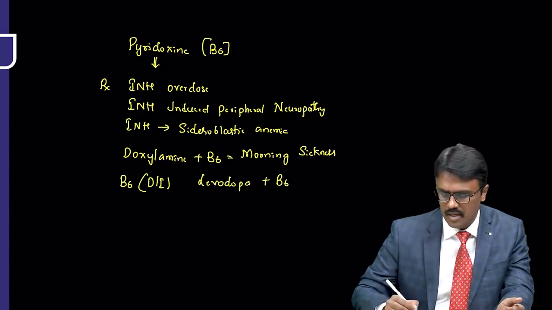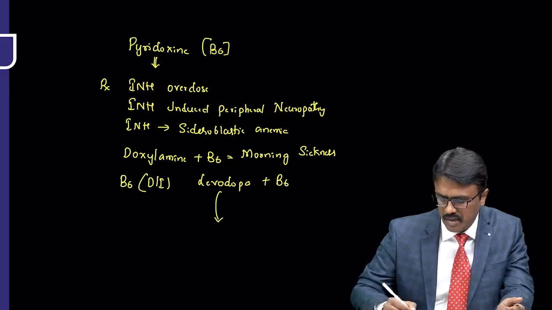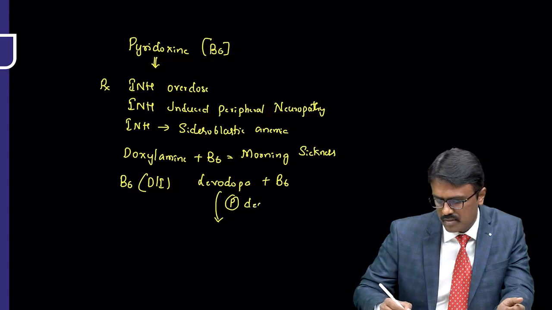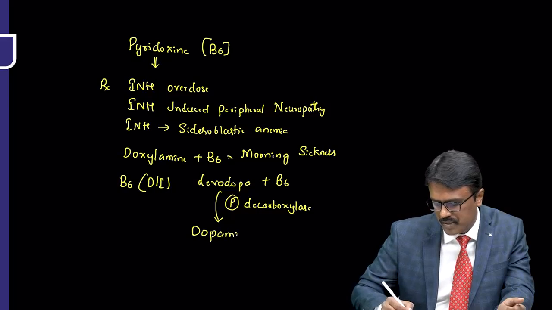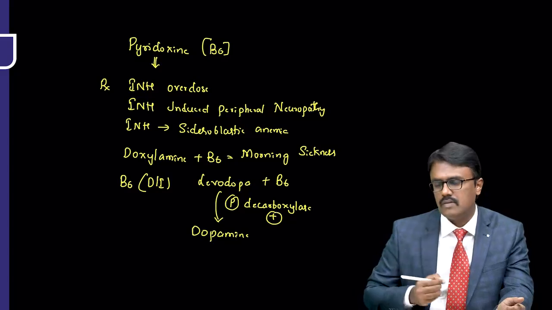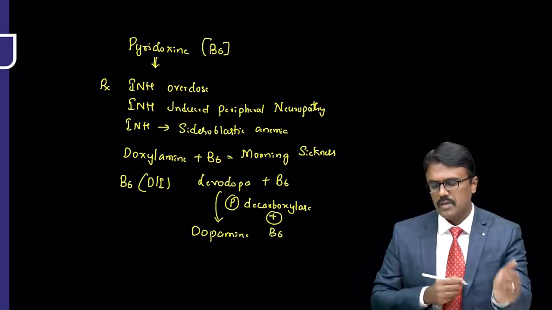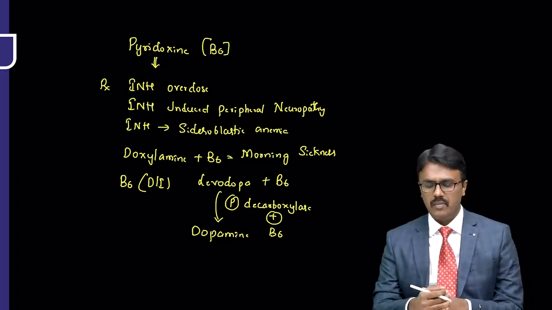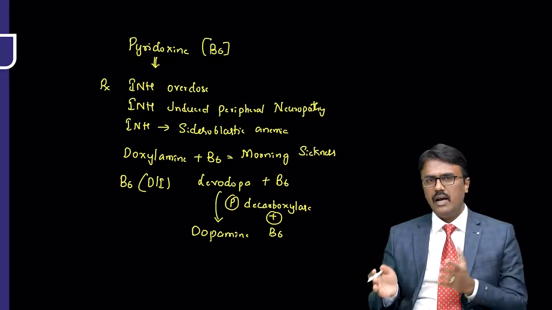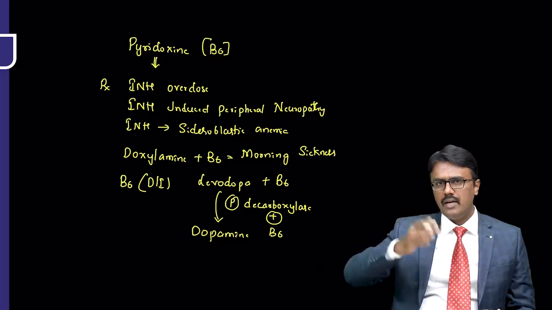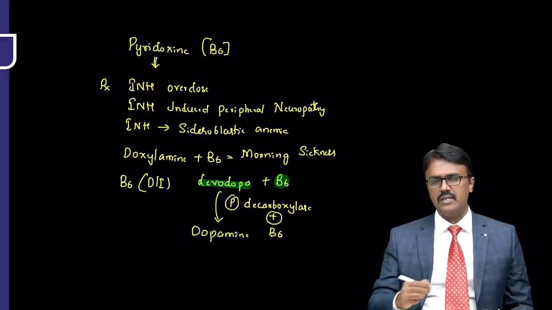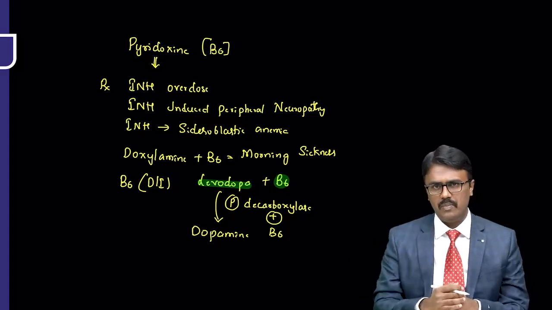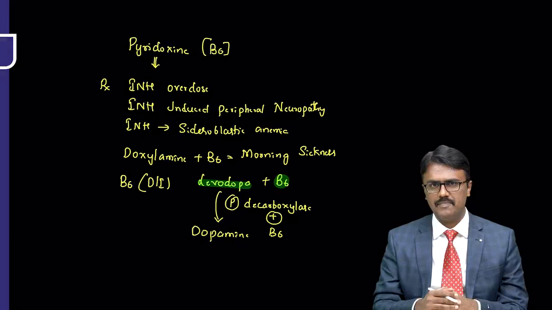The reason is levodopa is metabolized by an enzyme called peripheral decarboxylase. Levodopa is metabolized by peripheral decarboxylase into dopamine in the periphery. Now this enzyme activity is increased by B6. What happens when I increase the activity of peripheral decarboxylase? Most of the levodopa is converted to dopamine and less levodopa enters the brain, and the drug efficacy decreases. So never combine levodopa with B6. This will decrease the efficacy of levodopa and the patient will not have improvement of Parkinson's symptoms. Very, very important drug interaction.